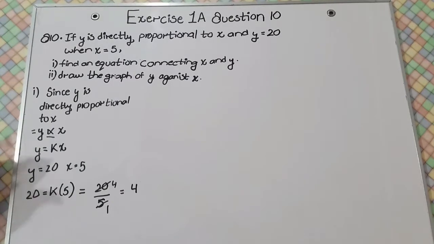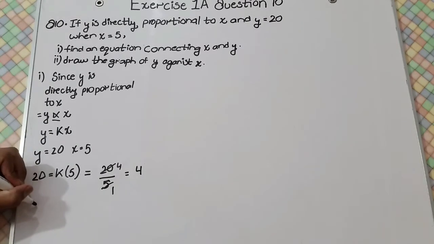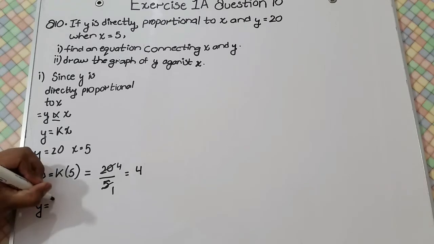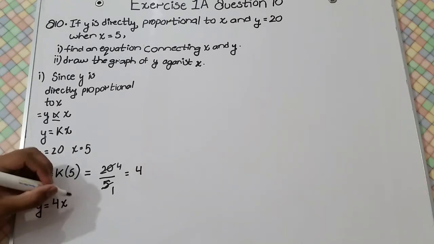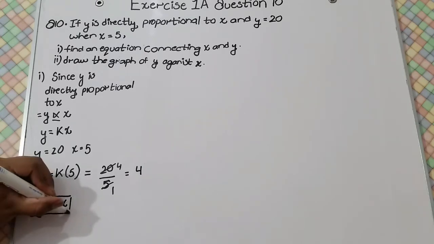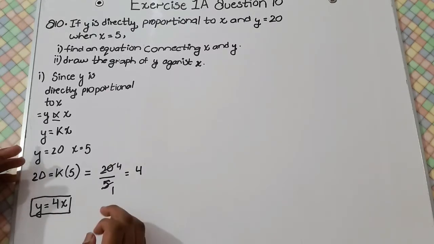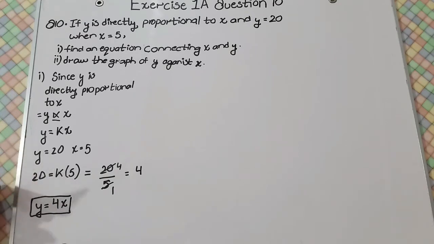So we have solved this and we have got the value of k, that is 4. Now the equation will be like this: y is equal to 4x, and over here 4 is in the place of k. The value of k is 4. So now we have taken out the value of k. So this was part 1 of question number 10.